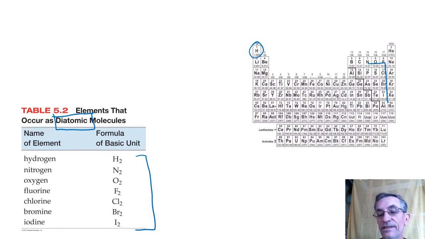Now again, there's only 7 of them. Everybody else, if I said, tell me the symbol for copper, you just write Cu, not with the subscript 2. Hey, tell me the symbol for titanium. You just write Ti, not with the 2. All right.